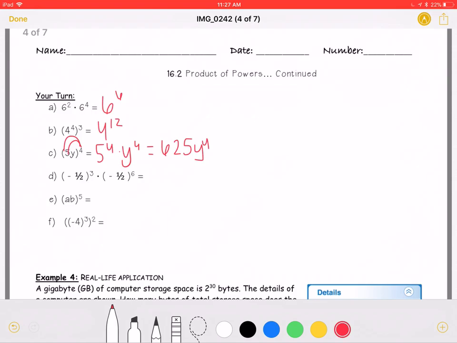Next one, we have that same base being multiplied. So we have product of powers. Keep your same base. Add your powers together. 3 plus 6 gives us 9. E, we're distributing that 5 to each term. So a to the 5th, b to the 5th. And last one, F, we have a power to a power. So our common base is -4, and we have 3 being raised to the second power. So multiply those together, you get 6.